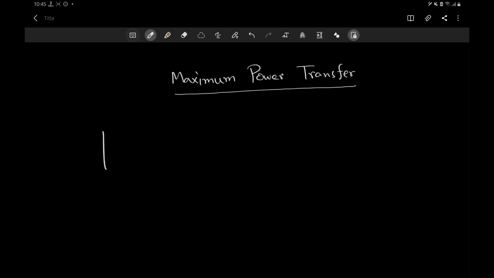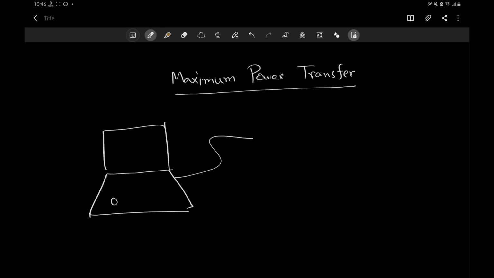So let's say you have your laptop, but the charging indicator, the light that turns on when you connect the charger to your laptop, doesn't work. Okay, so this is broken and you want to change that light bulb. So you go to your local electric shop and they give you a choice of different light bulbs.